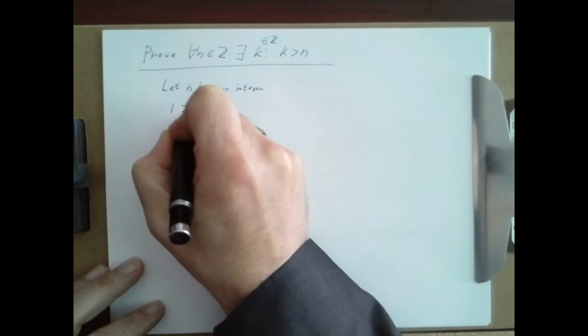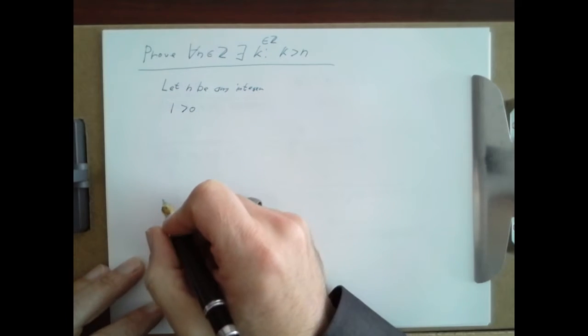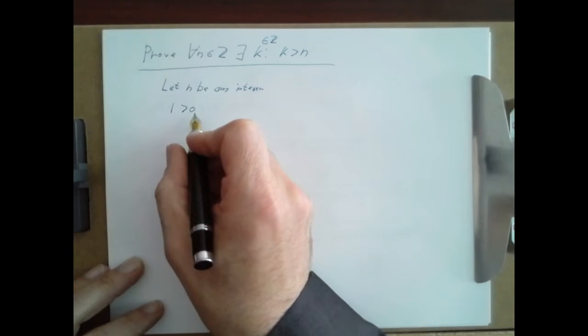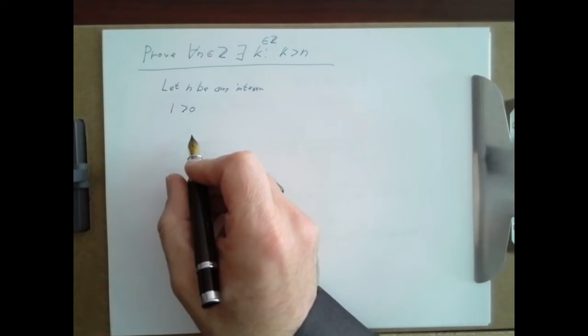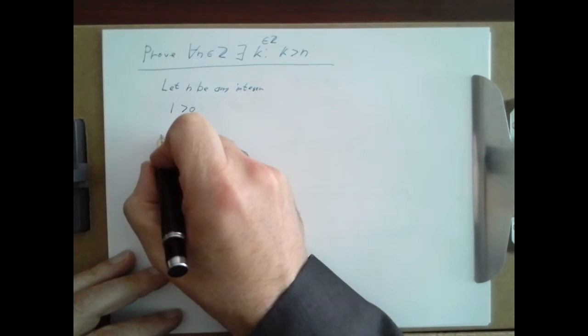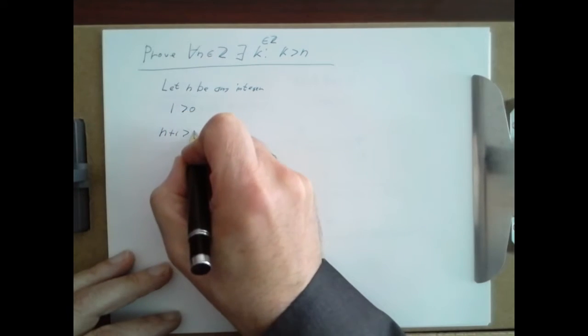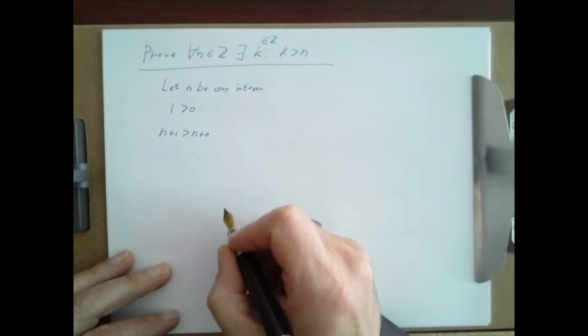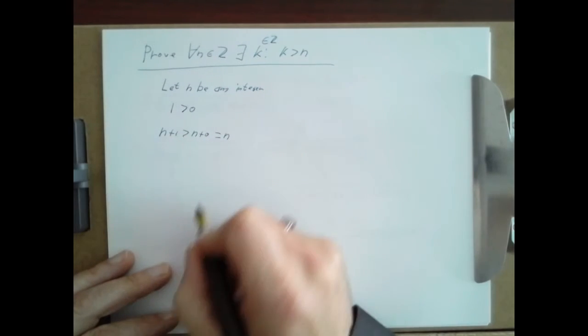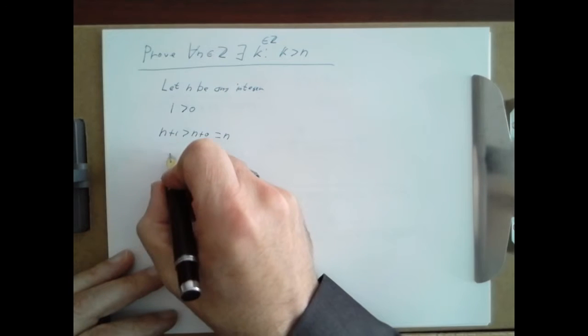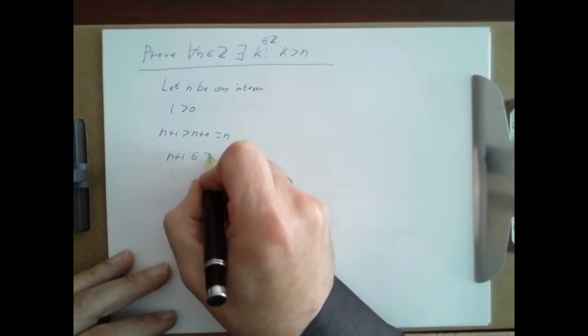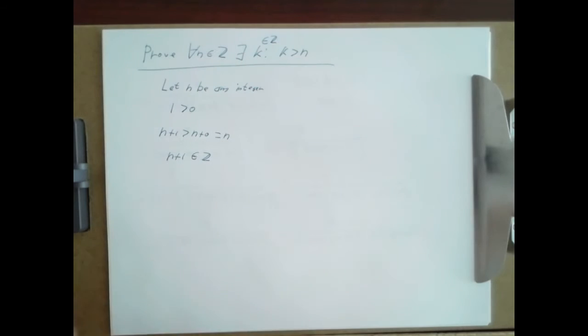We know that 1 is bigger than 0, because we just know that. And we know that if something is bigger than something else, we can add the same thing to both sides and preserve that inequality. So n plus 1 is bigger than n plus 0. And n plus 0 is equal to n. And n plus 1 is an integer. Well, how do we know that? Because n was an integer, and 1 is an integer, and the integers are what we call closed over addition. It means if you take two integers and add them, you get another integer.